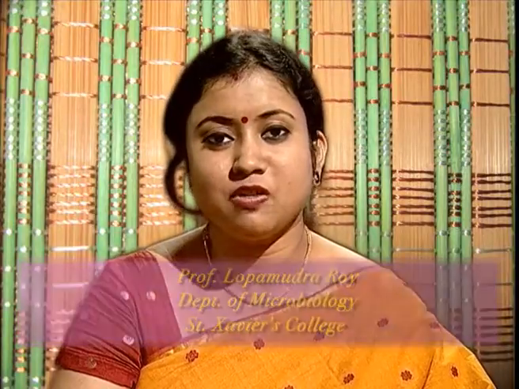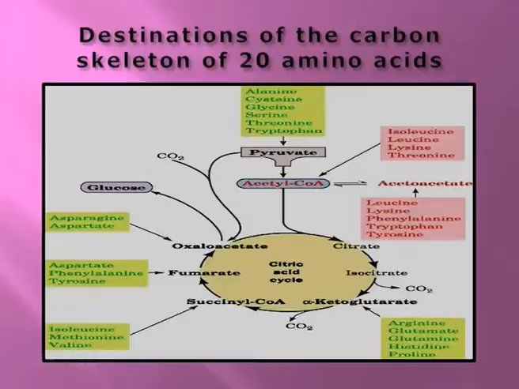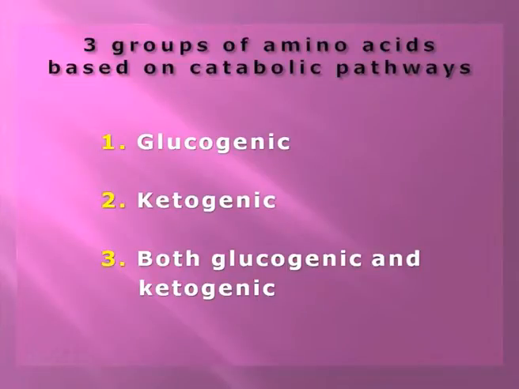So it is very obvious that these amino acids, when they are converted to TCA cycle intermediates or their precursors, follow diverse pathways. Now here in this particular slide, we can see how the different amino acids enter the TCA cycle following different routes. Based on these catabolic pathways, amino acids can be classified into three major groups. These are glucogenic, ketogenic and both glucogenic and ketogenic amino acids.